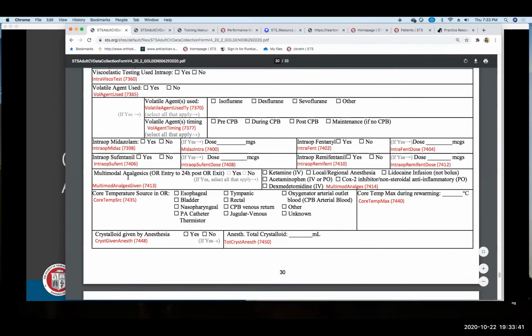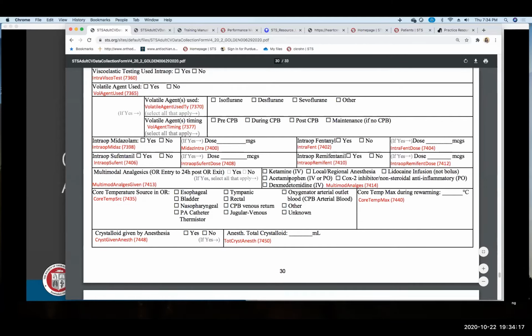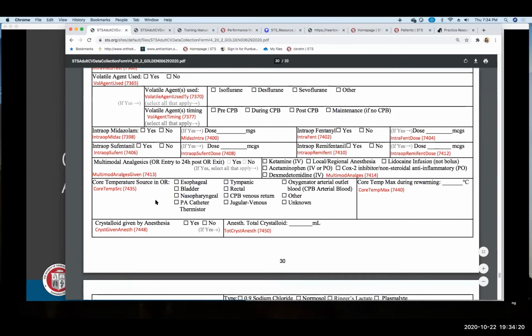Your multimodal analgesics, from OR entry to 24 hours post-OR exit: how was that patient's pain managed? We are capturing ketamine, local regional anesthesia, a lidocaine infusion, not the bolus but an infusion, Tylenol, either IV or PO, the COX-2 inhibitor or nonsteroidal anti-inflammatory, these being PO medications, and then dexamethasone IV, if any of these medications were used from OR entry to 24-hour post-OR exit. And this is again looking at pain management options for the patient.